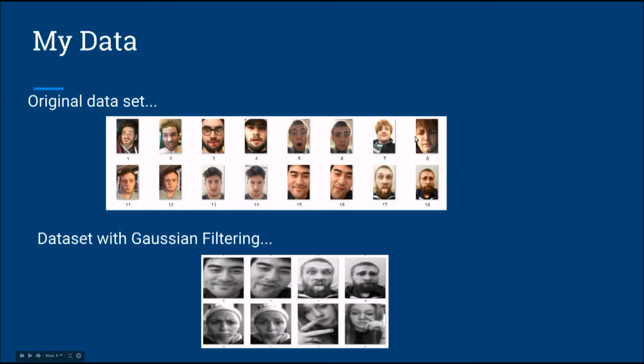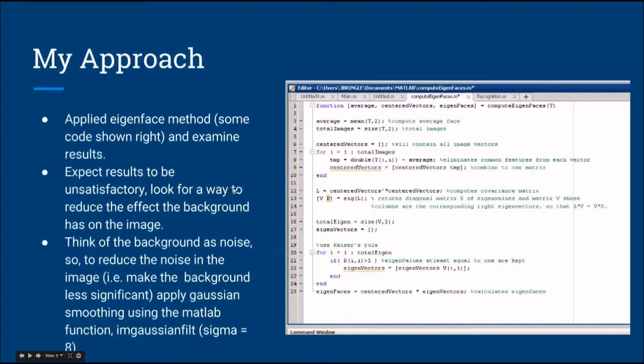So my approach was to apply the eigenface method, which is some of my code here, but expect that some of the results might be unsatisfactory. So then think of the background as noise and try to eliminate the effect that the different backgrounds have on the images, since I don't have a controlled background in these. To reduce this noise, I applied some Gaussian smoothing in MATLAB to each of the images in the test and the train databases, and see where that got me.